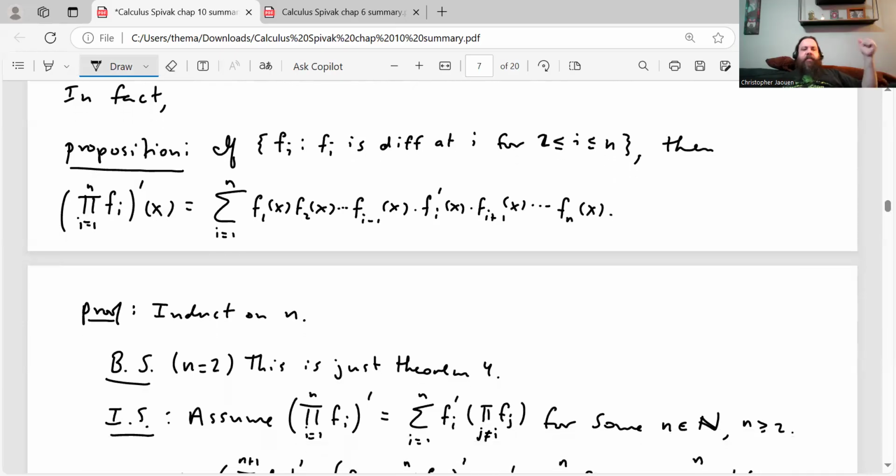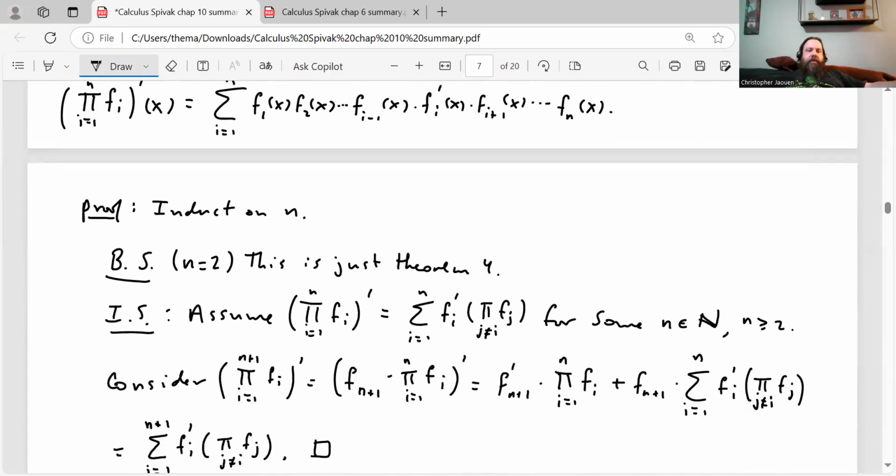And again, Spivak doesn't actually prove this in the chapter. He asks the reader to do it. So this is my proof. Let's say that we have a set of functions f sub i, where f sub i is differentiable at a, for i between 1 and n. Then if you take the derivative of the product of all those functions at a, you get the formula that you would expect.